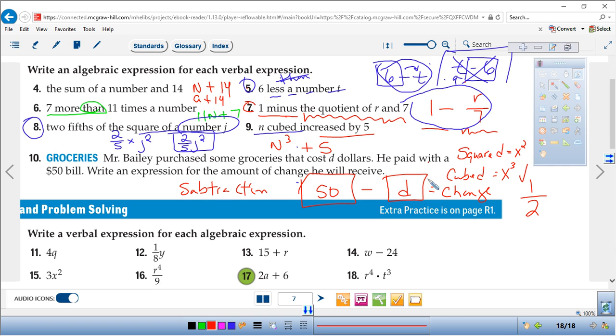Because I know I gave him $50. How much is he taking away? He's taking away the D amount for the groceries, or dollars.